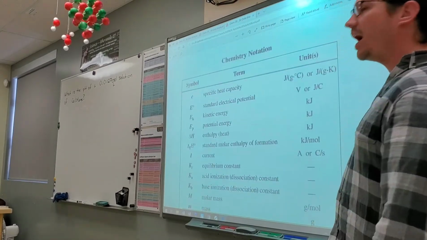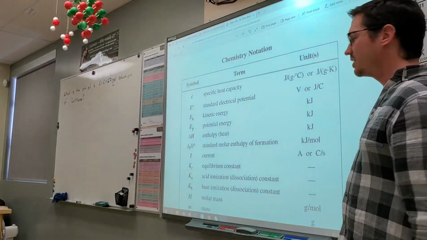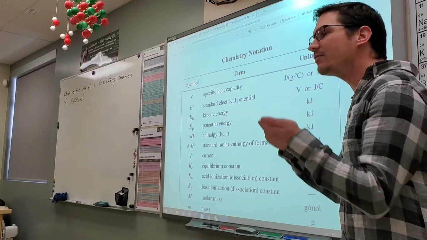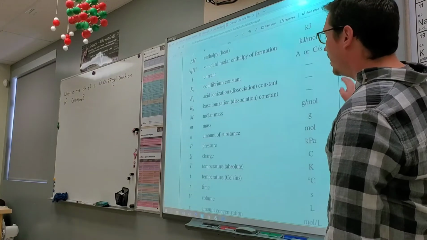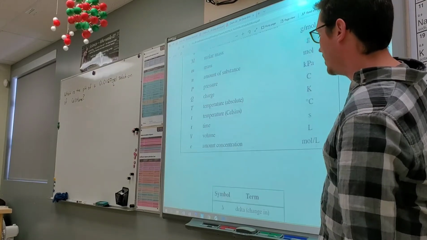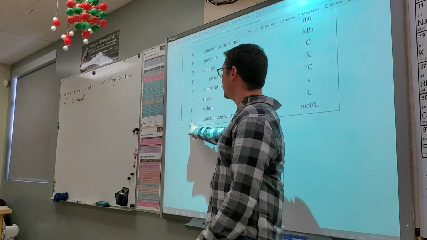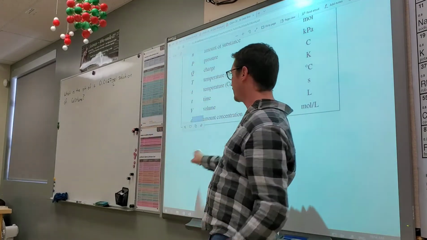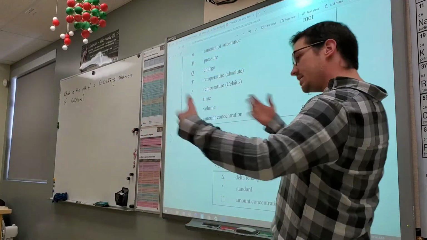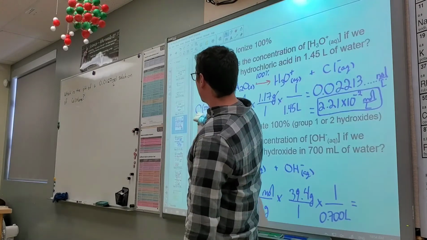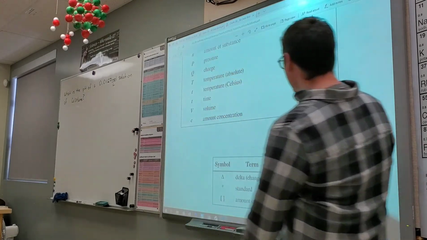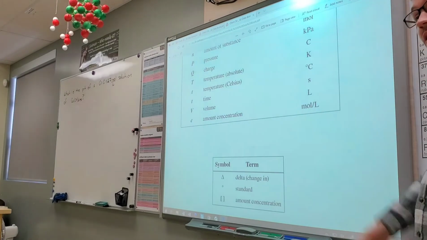When you look at this thing, the reason why this thing is so important is because it defines every single unit that you're going to be using this semester, okay? Let's look here for concentration. I see amount concentration. What's the letter we use for amount concentration? C. So that's why I always write C, concentration measured in moles per liter. And it tells you it's measured in moles per liter, okay?